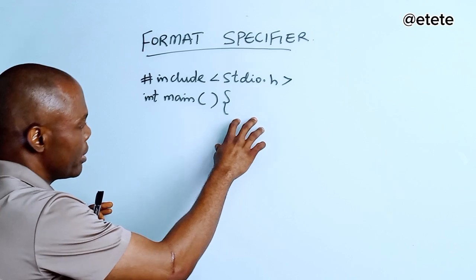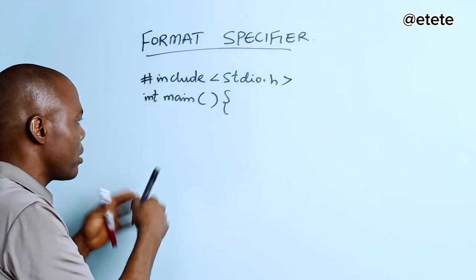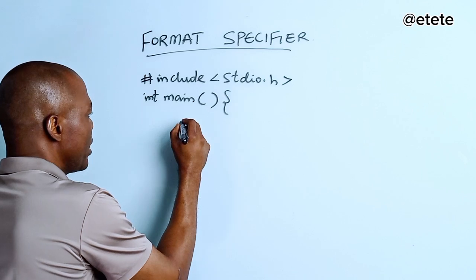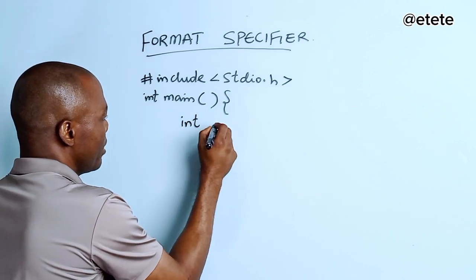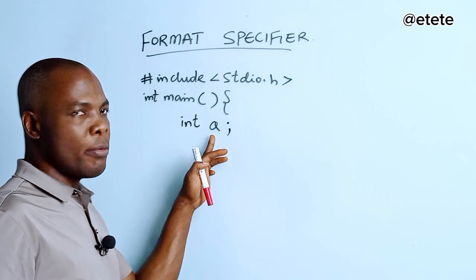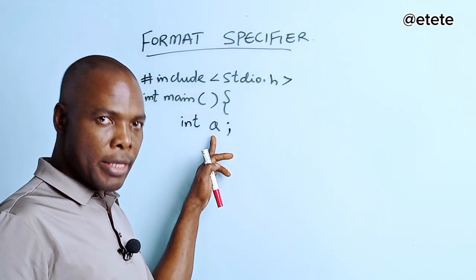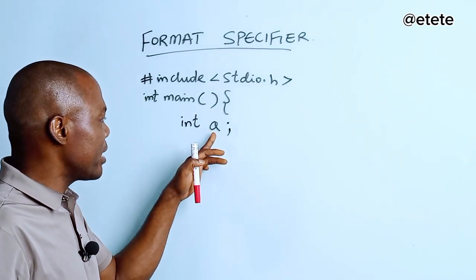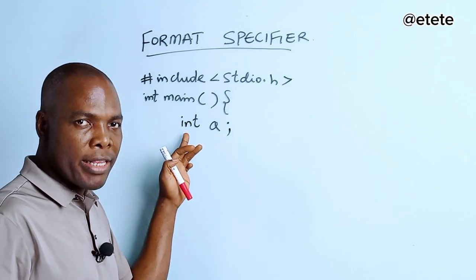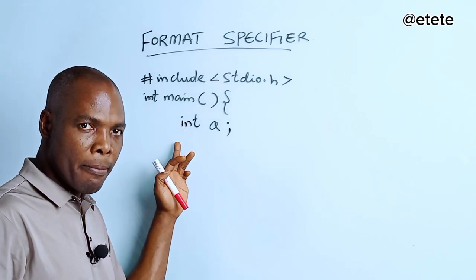So now I've written this, right? So I'm going to create a variable in a realm. So I will say int a, right? I've created a variable a here, and I have assigned that variable to the integer realm. So I've created a variable a in the integer realm, right?